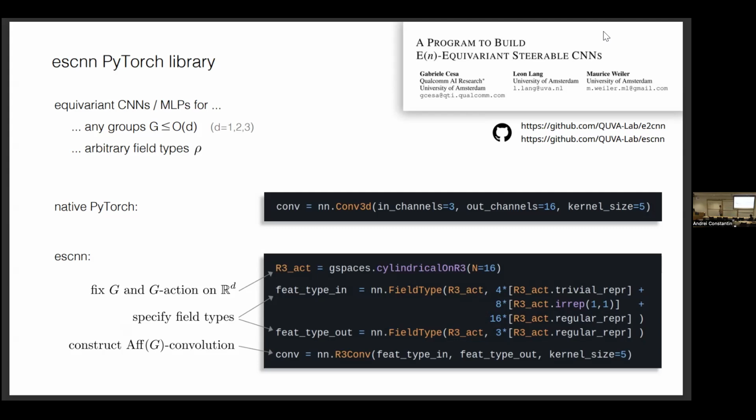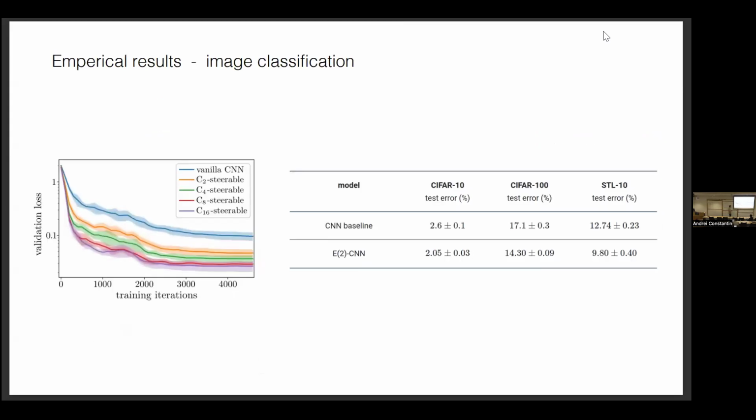So some empirical results, for instance, for image classification, we did that a few years ago for CIFAR-10, CIFAR-100, or STL-10, which are bigger images. We just take a CNN baseline, and we see that if we just take these models and plug in our steerable kernels, the test errors become much lower. So we go from 2.6 to 2.05, or from 17.1 to 14.3, or from 12.74 to 9.8, which is quite considerable given that we didn't tune anything. We just plug in our convolution kernels and that's it.